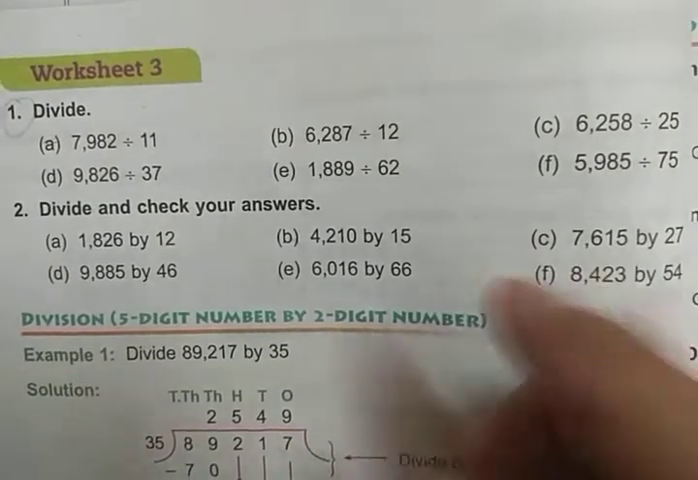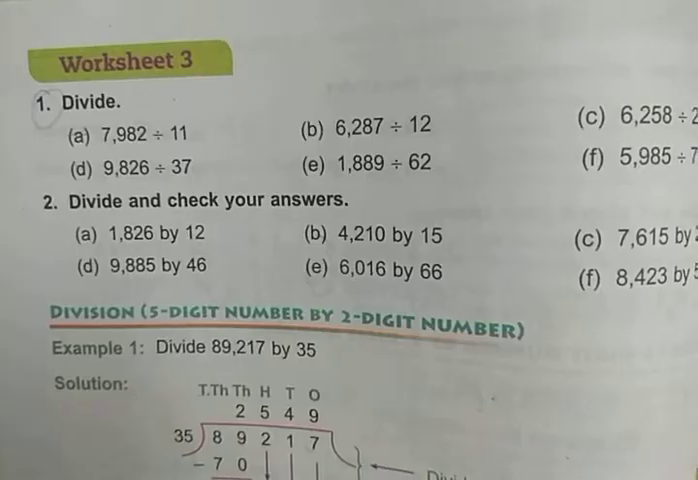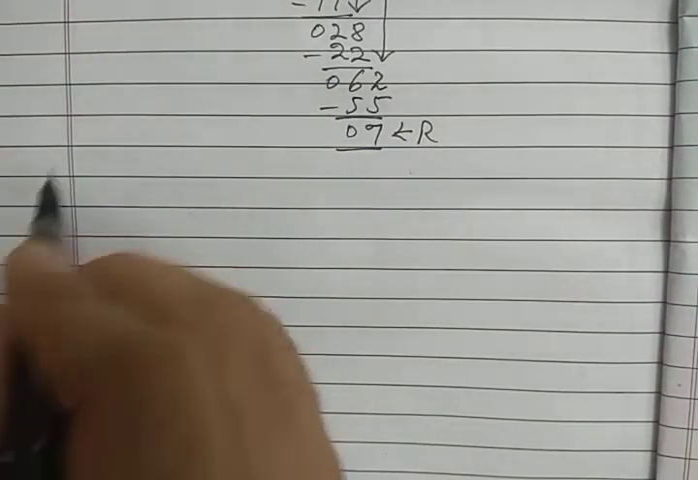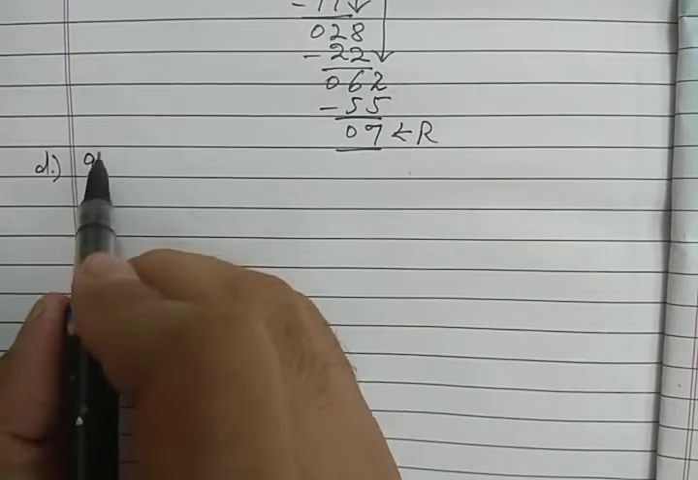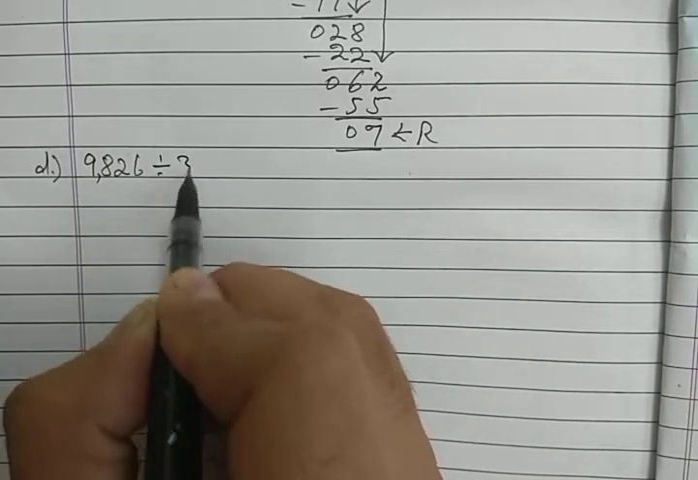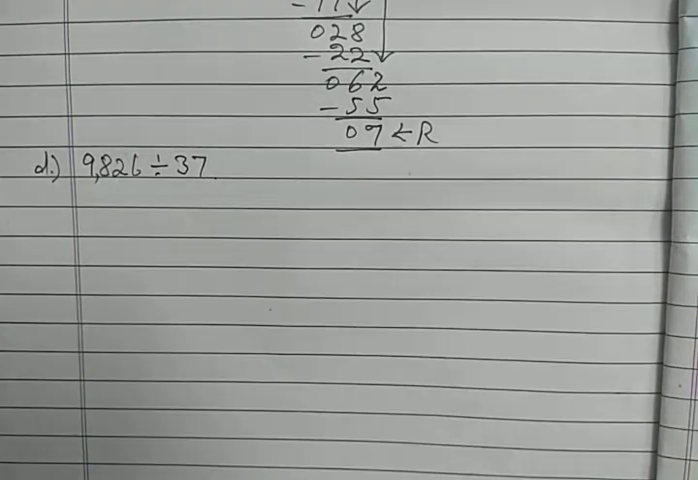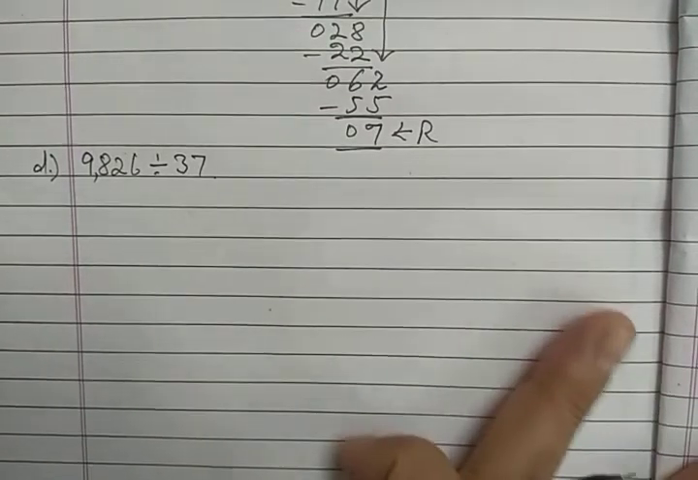So we will do the D part. So it's 9,826 divided by 37. Now here we don't know the table of 37, because even if we have learned tables, we would have learned only till 20, generally we don't learn tables beyond that. So what will we do now?